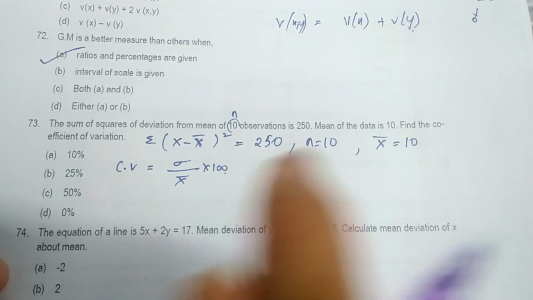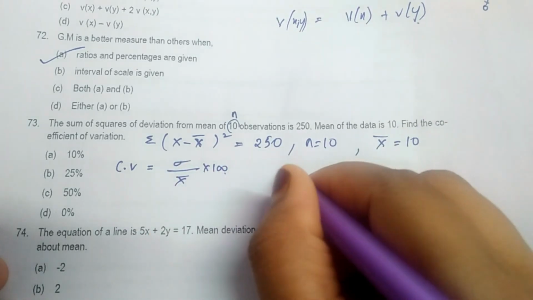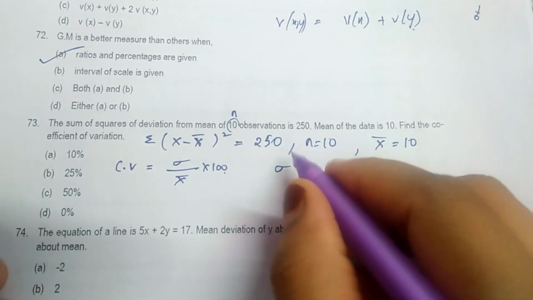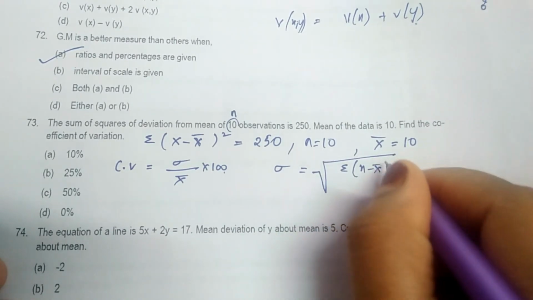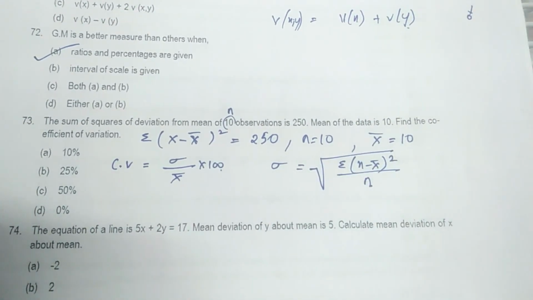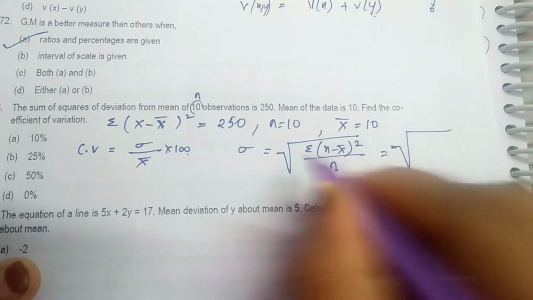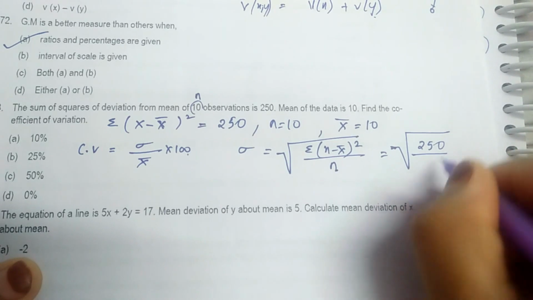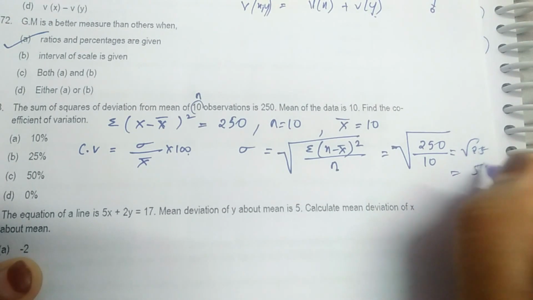So for this we have x bar, but we need to find out the standard deviation. What is standard deviation? We know variance is standard deviation squared. The standard deviation is nothing but the root of the sum of the squares of the deviations from the mean divided by n. This is the formula which we have been learning since long. This whole thing is given as 250, right? 250 divided by n, which is 10. So root of 25 is nothing but 5.